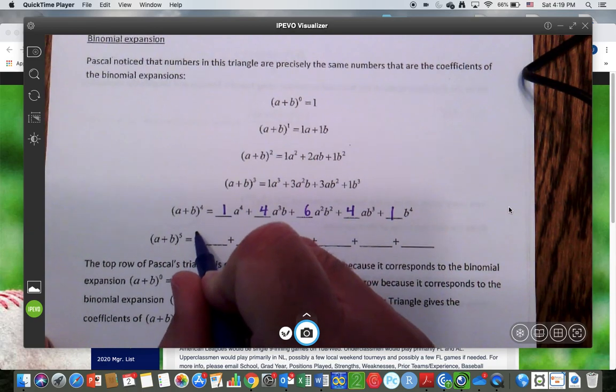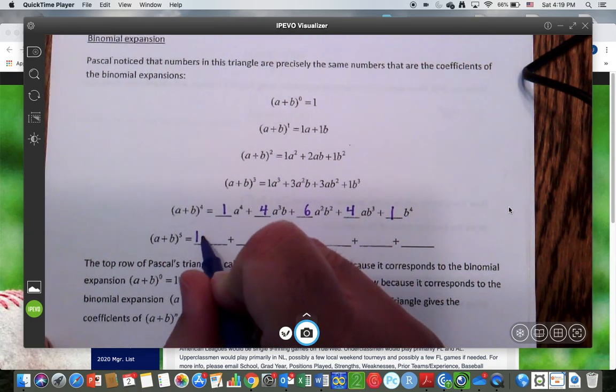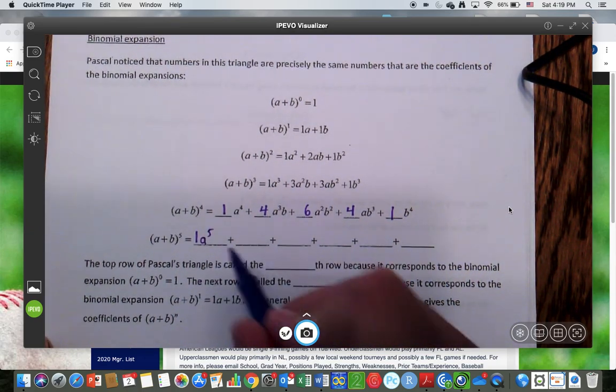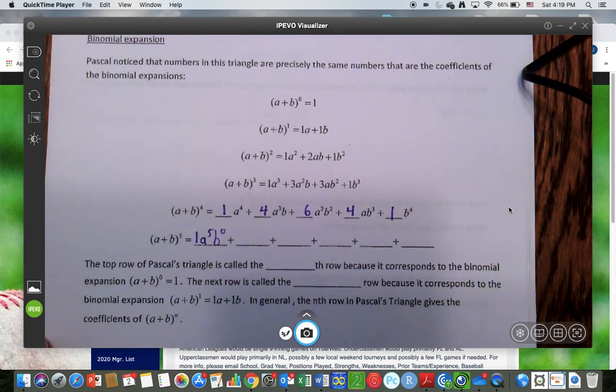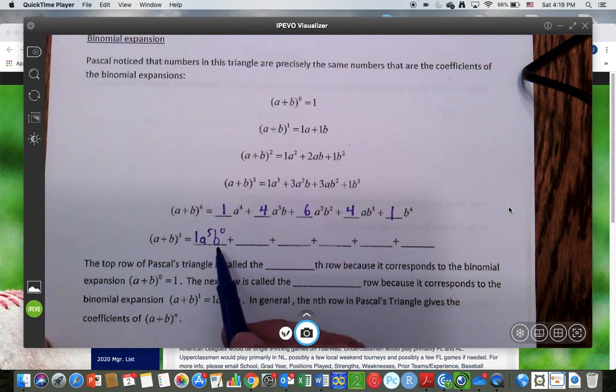So if we take a plus b to the 5th power, what is this expansion going to be? Well, I know the outside's a 1. I know it's going to be a to the 5th, and I know it's going to be b to the 0. Now I know b to the 0 is 1. I get that.